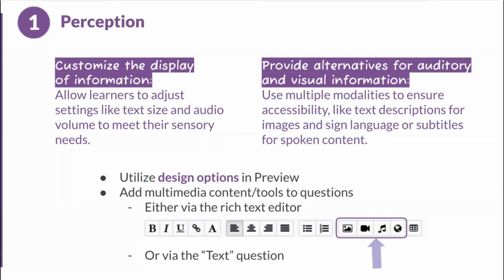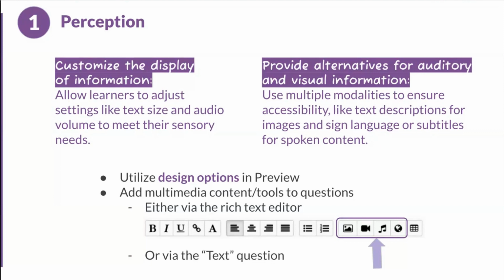And then also providing alternatives for auditory and visual information. You want to use multiple modalities to ensure that it's accessible. Like, you want to include text descriptions for images. And while we don't necessarily have sign language built in, you could include videos that have their closed captions or subtitles enabled. Include videos that would help support students with understanding spoken content that is within your widgets.